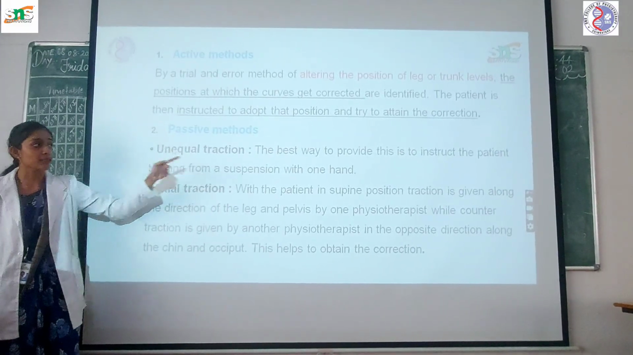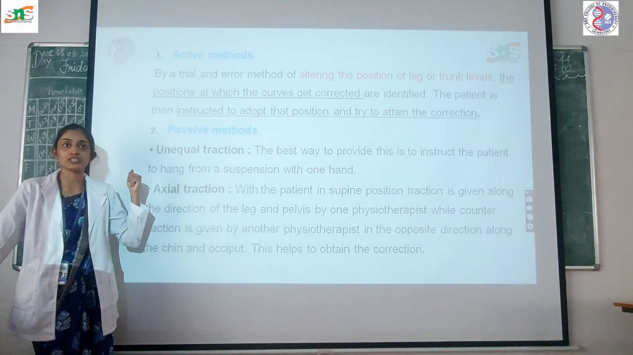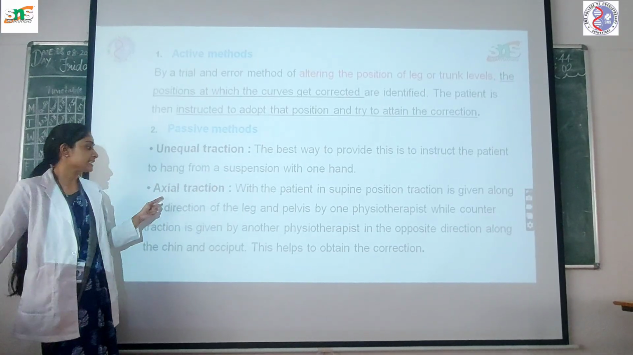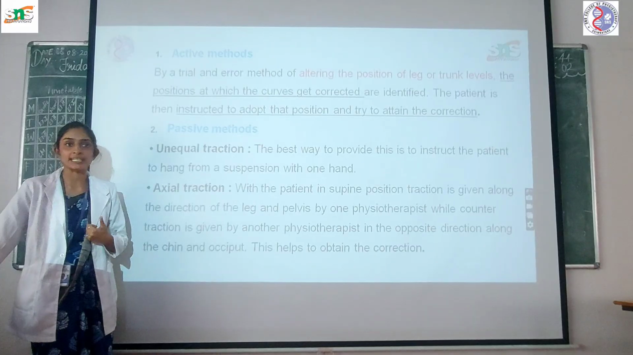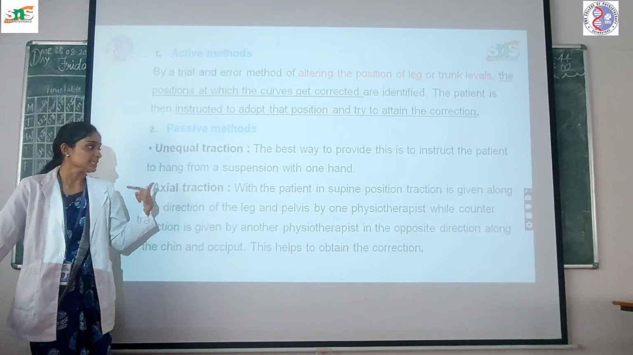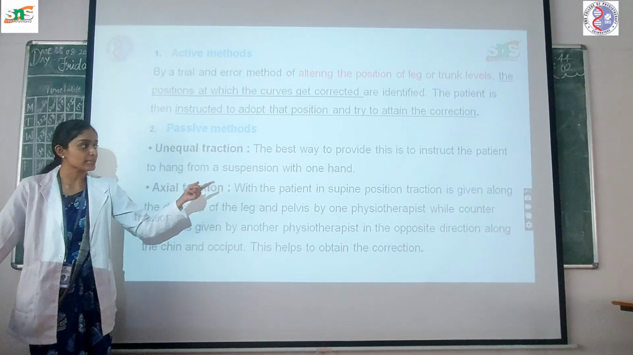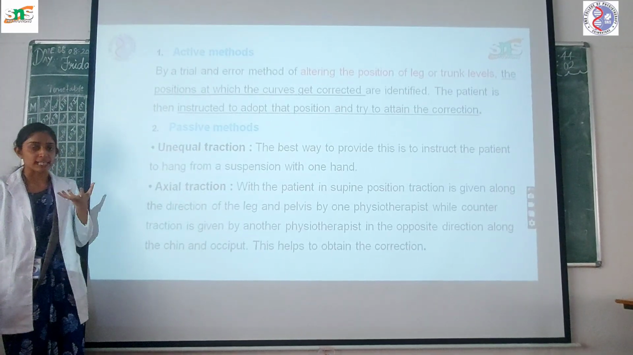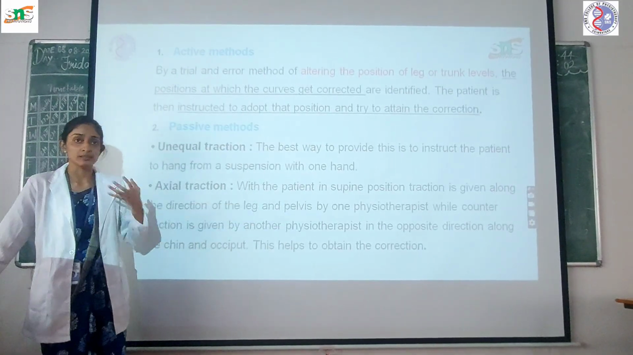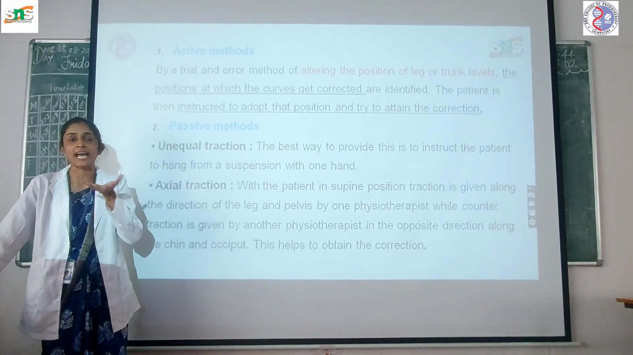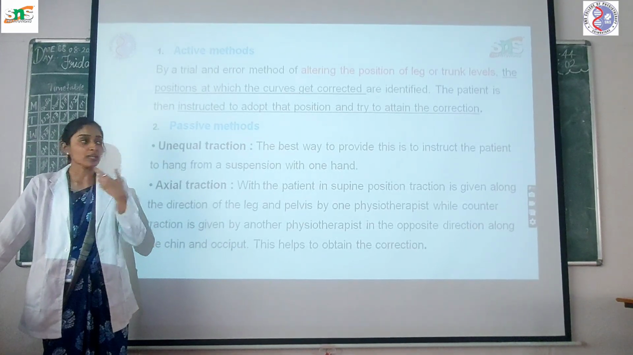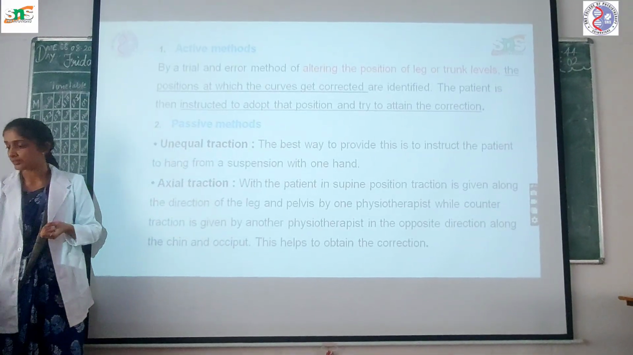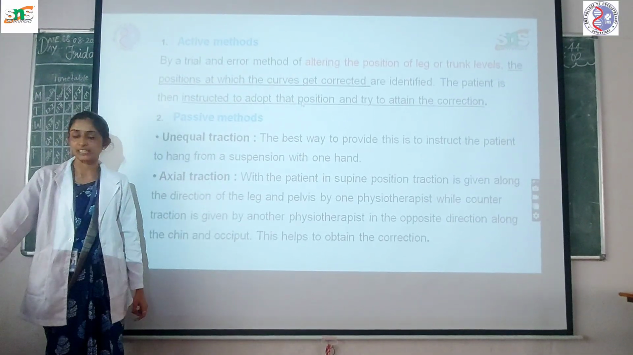That is nothing but the patient is instructed to hang on a suspension bar, and that can help to correct the spine. Then there is the axial traction, that is provided by the therapist. The physiotherapist will provide the axial traction. For that, the patient should be in supine position, and the therapist will keep the traction in the opposite direction. They will keep the hands over the occiput and the chin and over the leg, and they will put the traction with the hands. That will help to obtain the correction.